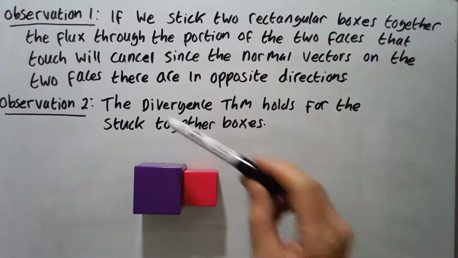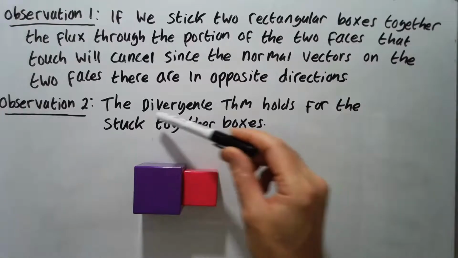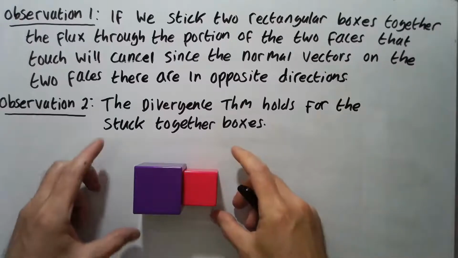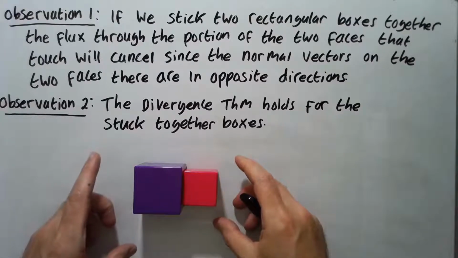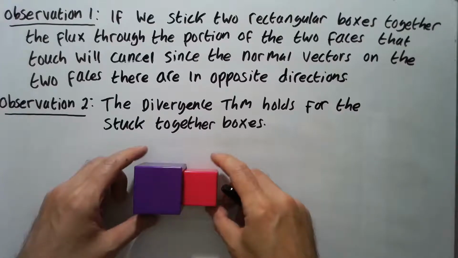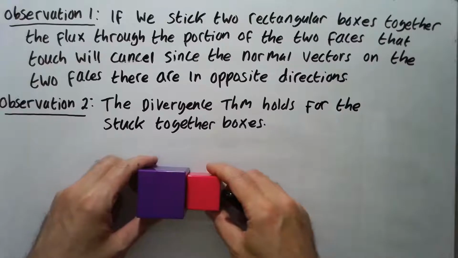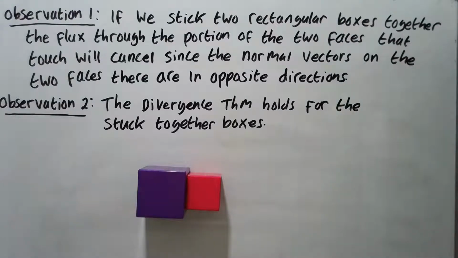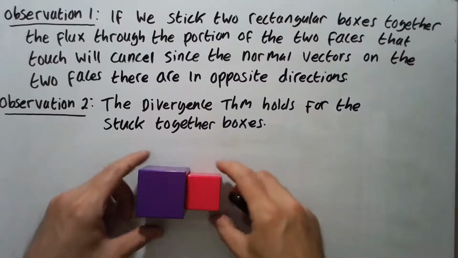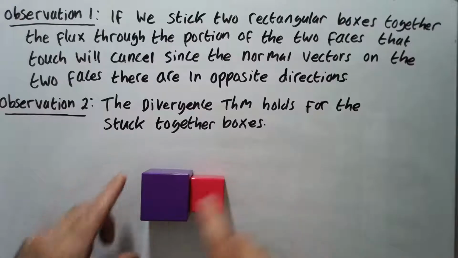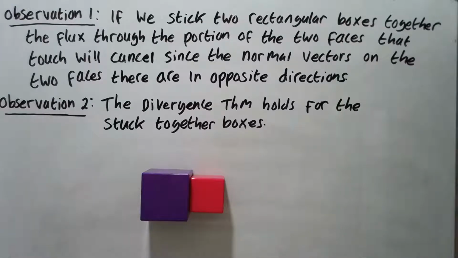Observation 2 is that the divergence theorem holds for the stuck together boxes, so it'll hold for this. Again, we've shown that the flux of F through this surface will equal the flux through this one and this one. And also the volume integral of the divergence of F over the region here will equal the volume integral of this one plus this one. So you can see the divergence theorem will hold for this new region. Let's now write observation 3.